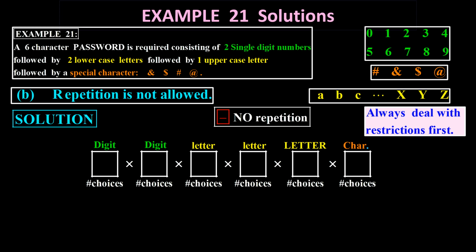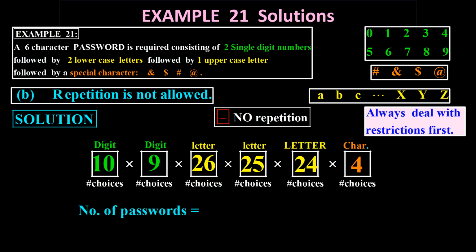We have a 6-character password. So how many digits do I have available? 10. I already used one of the digits, so the next digit can only be filled by any of the remaining 9. How many letters of the alphabet do we have? 26, but now we're using up one of the letters, so that's 25. Now for uppercase, it's one of the letters. We already used 2 of the letters. That means I have 24 there. Characters, I haven't used characters yet, so I can choose any of the 4.